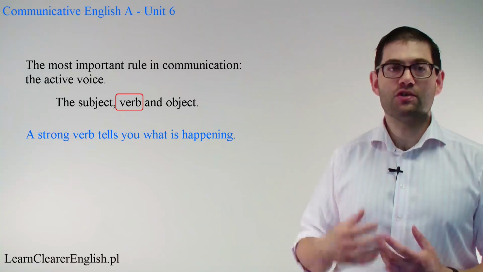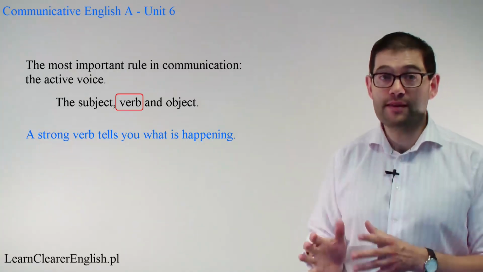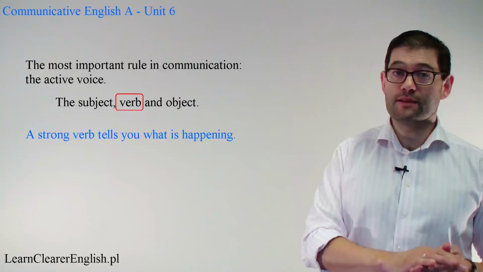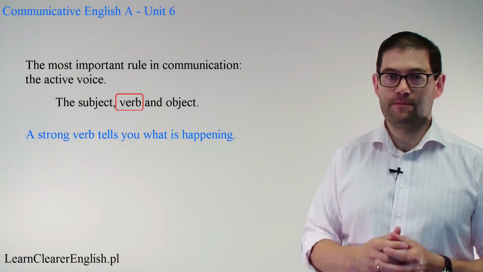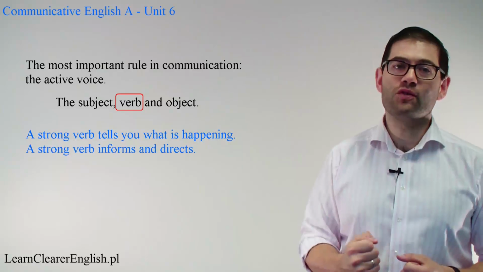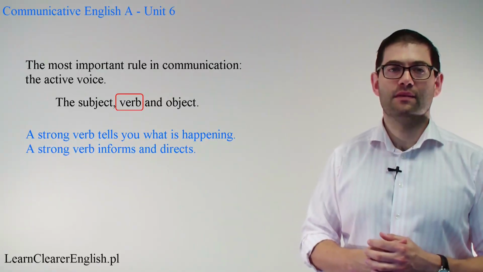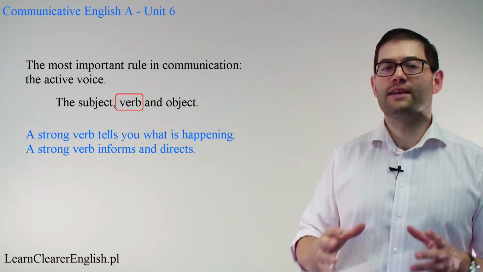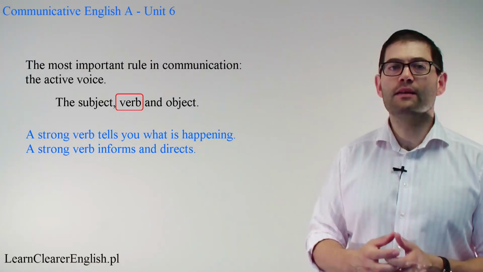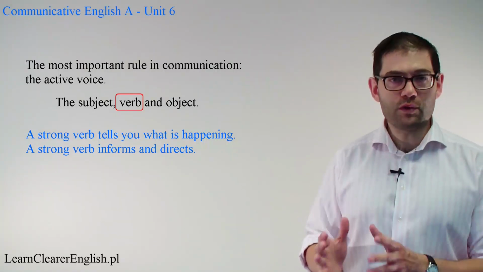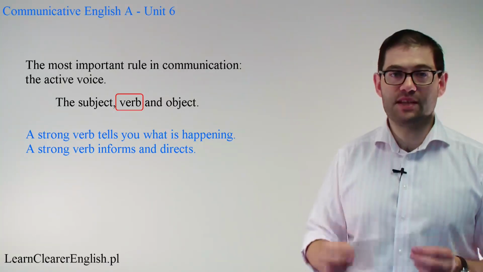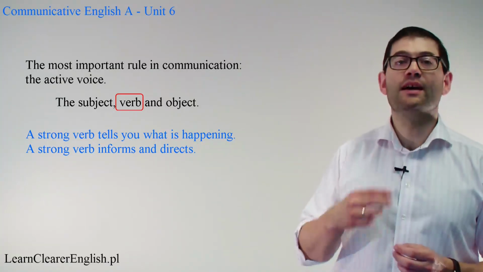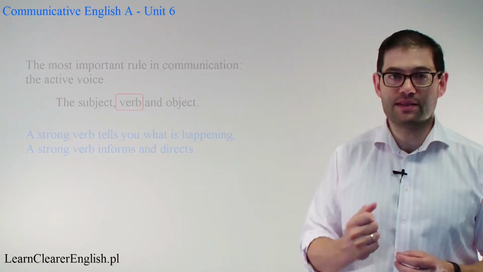Who is doing the verb and who the verb is affecting. In English, you can form a sentence without either the subject or the object. It rarely occurs that a sentence can be formed without a verb. A strong verb informs and directs. You might have just caught what I said about a strong verb. Well, there are strong verbs and weak verbs. Weak verbs don't communicate a message by themselves and require a noun to fully communicate that message.